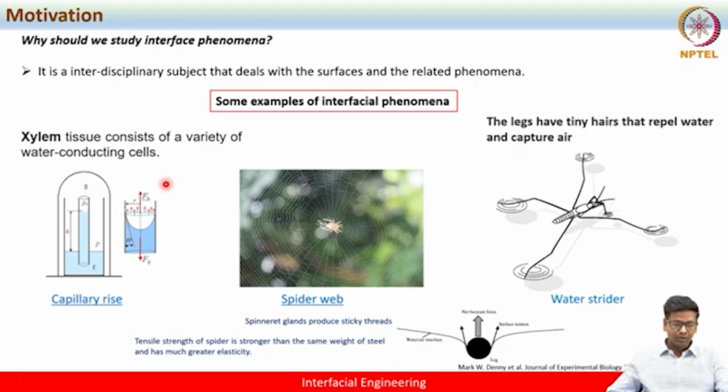The xylem tissue consists of a variety of water conducting cells. Each cell is acting like a capillary tube in itself, and those actually conduct water and supply all the water up to the branches and leaves of the tree. This is a very important phenomenon.